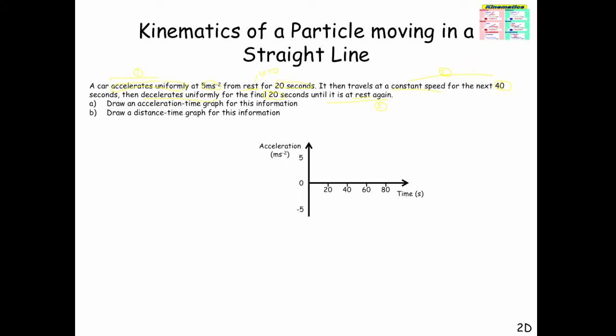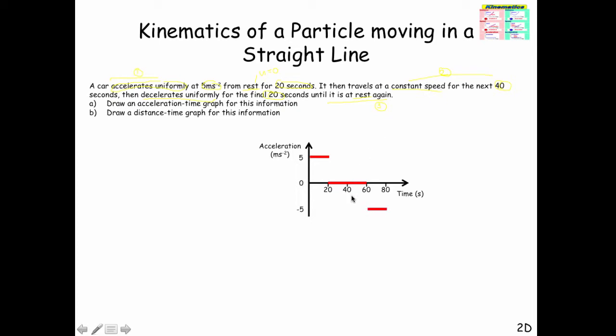Here's our acceleration time graph axes. There's our 5 for acceleration. So there's the first bit, 5 meters per second squared for 20 seconds. Now, it travels at a constant speed. Remember that constant speed there is our velocity, acceleration equals 0. So that's that bit there.